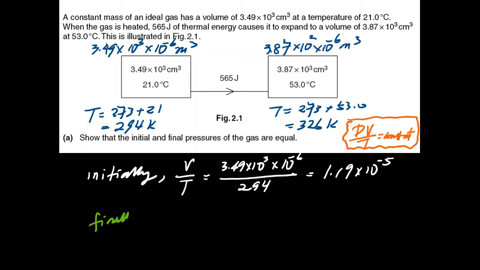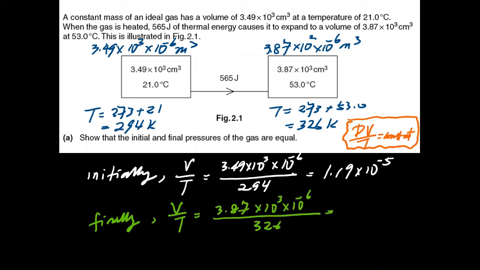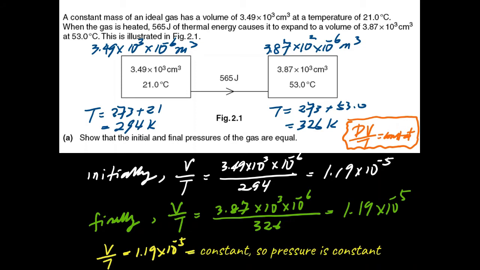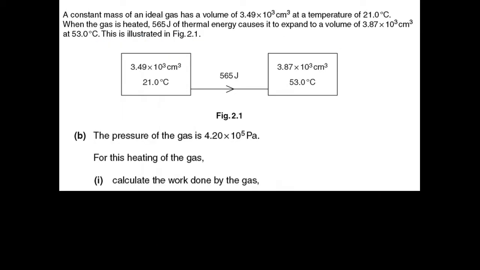Finally, we do the same. V over T equals 3.87 times 10 to 3 times 10 to minus 6 divided by 326 Kelvin. That also gives us 1.19 times 10 to minus 5. So both values of V over T are the same, so pressure is constant. B, the pressure of the gas is 4.20 times 10 to 5 Pascal.